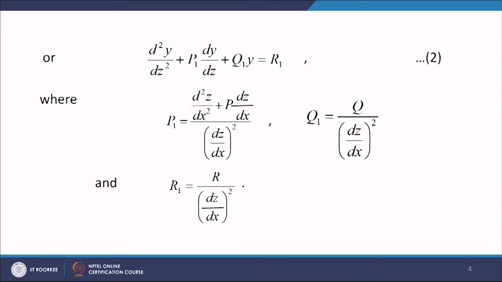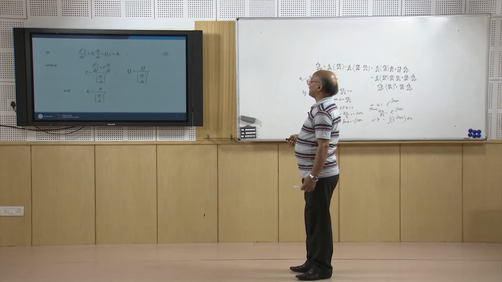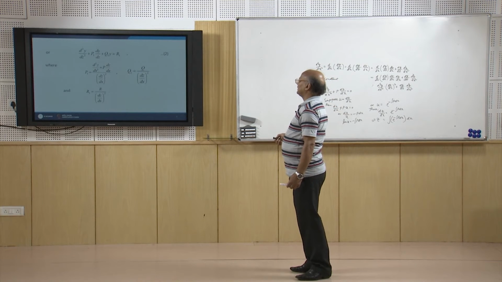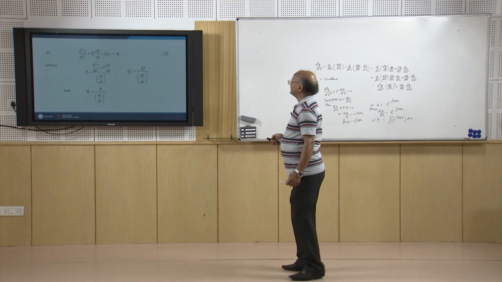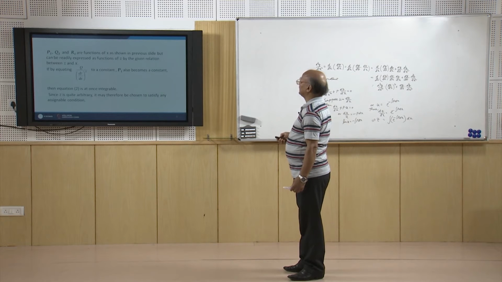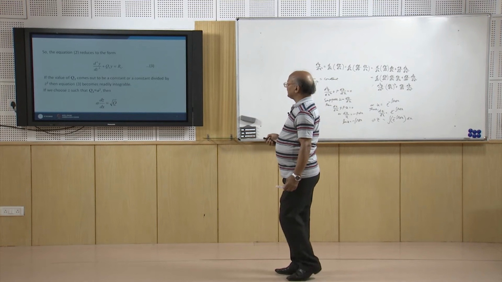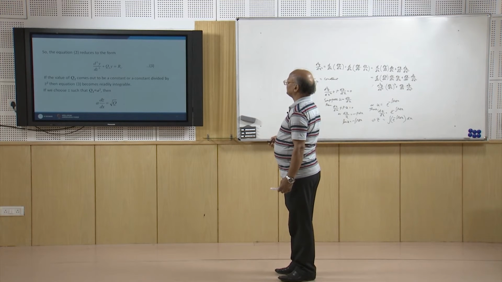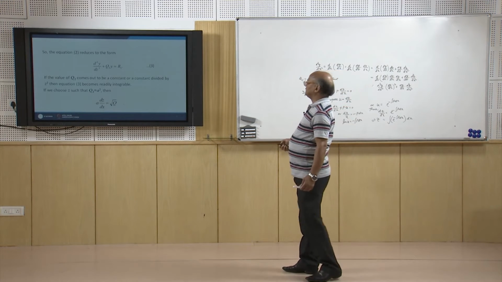So if P1 is taken equal to 0, we get z as a function of x. With this choice of z as a function of x, if q1 either becomes a constant or a constant divided by z square, then we can find the general solution of equation 2, and hence we can find the general solution of equation 1. So that is one more possibility, and so we can see here if equation 2 will reduce to this form, if q1 comes out to be a constant or a constant divided by z square, equation 3 becomes readily integrable.